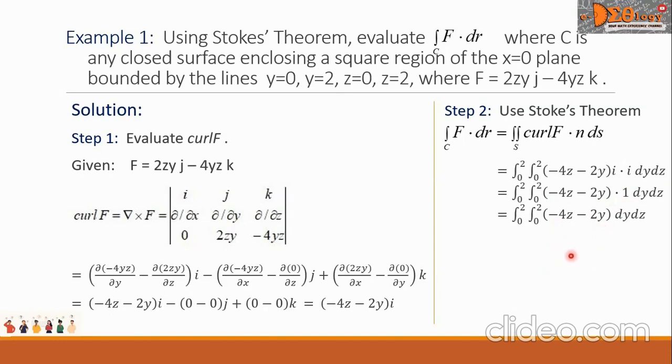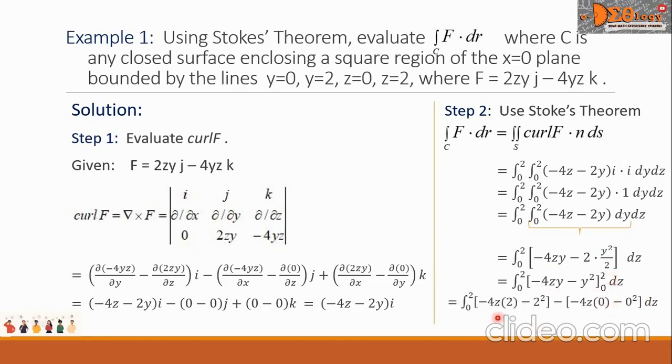Now let's begin our integration in the inner integral. So the integral of negative 4z with respect to y is negative 4zy minus integral of 2y with respect to y is 2 times y squared over 2. And we can simplify this further into negative 4zy minus y squared. Now let us evaluate this with respect to the limits from 0 to 2. So the first group will be the evaluation of this function with respect to 2 minus the second group.